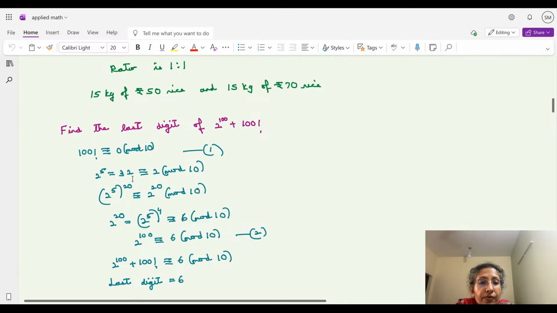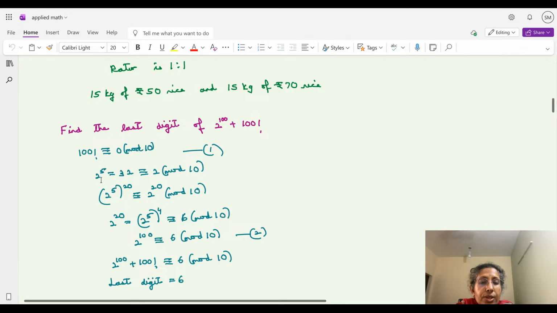Now 2 raised to 5 is 32, which is congruent to 2 modulo 10. From this I'm going to arrive at 100. So (2 raised to 5) raised to 20 is congruent to 2 raised to 20 modulo 10. Now 2 raised to 20 is (2 raised to 5) raised to 4, which is congruent to 2 raised to 4 modulo 10, because 2 raised to 5 is congruent to 2 modulo 10. So 2 raised to 4 is 16, so this is congruent to 6 modulo 10. So substituting here, we get 2 raised to 100 is congruent to 6 modulo 10.